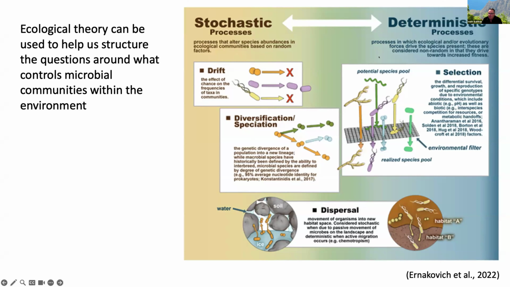But the primary focus that our group takes is really related to these deterministic processes, or selection. That is, there are environmental factors, such as climate, soil carbon, resource availability, pH, and things like that, that are going to select for types of microorganisms in the environment. And therefore, by understanding this environmental metadata, we can better understand what controls microorganisms across the landscape. Now, next slide.